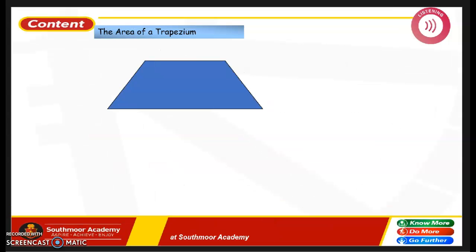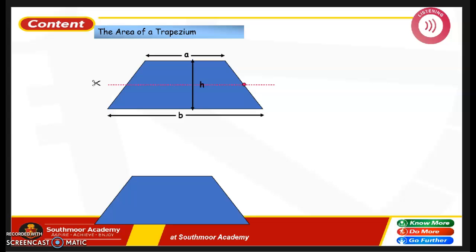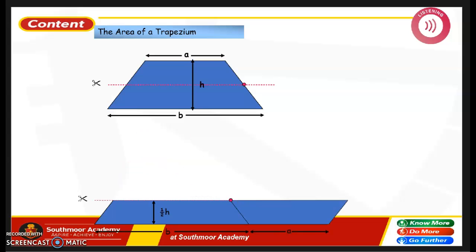Now, the area of a trapezium comes from a parallelogram. If we cut this trapezium in half, you can see that it forms a parallelogram. So, let's speed up. You can see there that we've got a parallelogram. So the area of a trapezium is our bases added together, times by the height and dividing by 2.